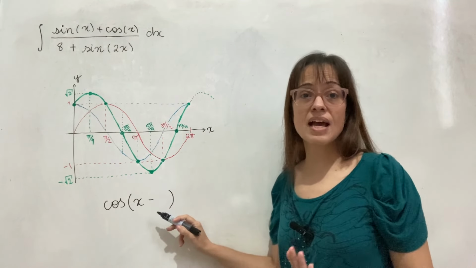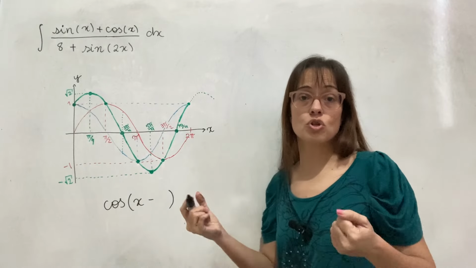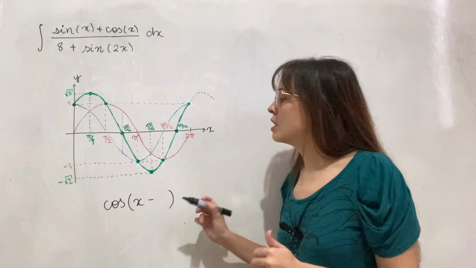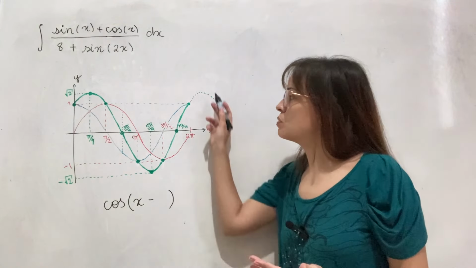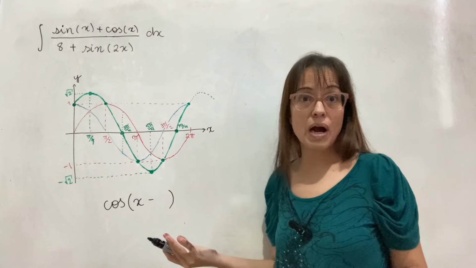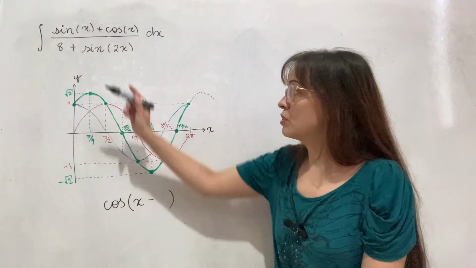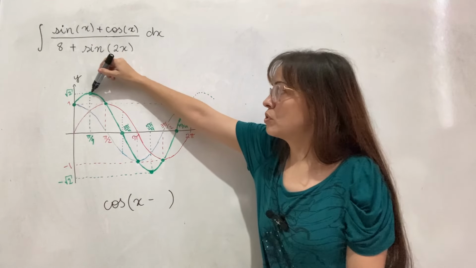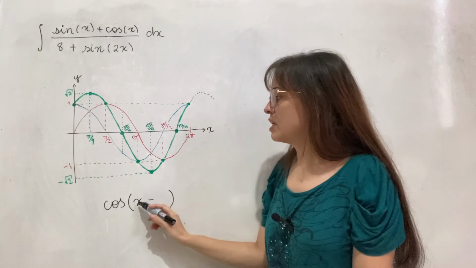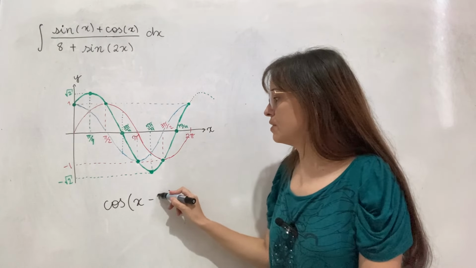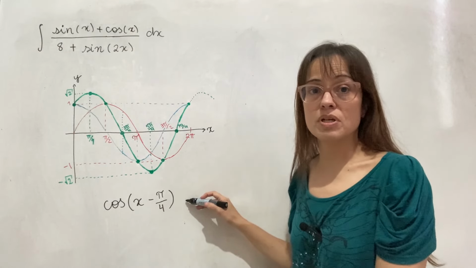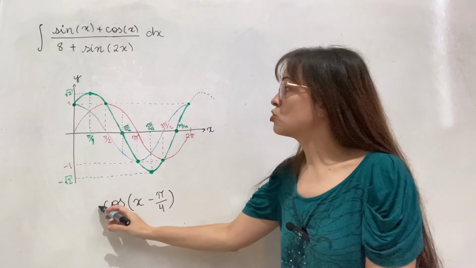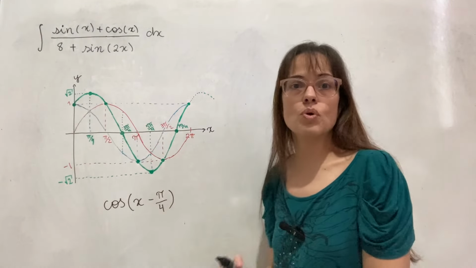Lucky for me, at least it has the horizontal translation, but it does not also have the horizontal stretch, which would make it a lot more difficult. I know that it doesn't have a horizontal stretch because the period is still 2 pi. So if it was a cosine function, it would have had to start here, but it didn't. It went pi over 4 to the right, which means that I want to put x minus pi over 4 here. It does not have a vertical translation because the principal axis is at y equals 0, and the vertical stretch is by a factor of square root of 2.